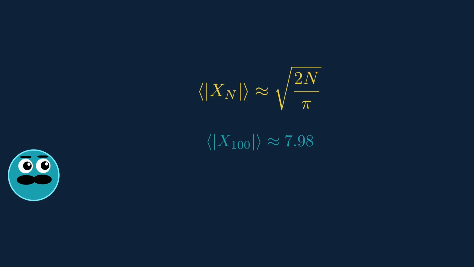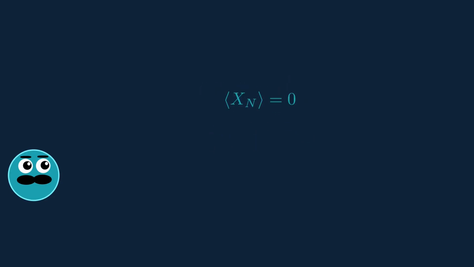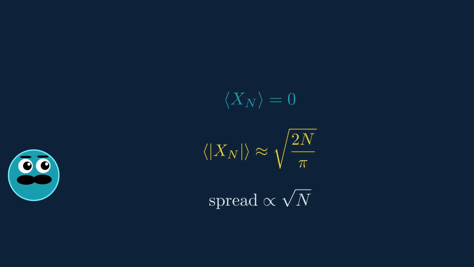So now we can say it more precisely. The average signed position is 0, but the average distance from 0 is approximately square root of 2n divided by pi. So the walk does not drift in one direction, it spreads. And the size of that spread grows like square root of n.